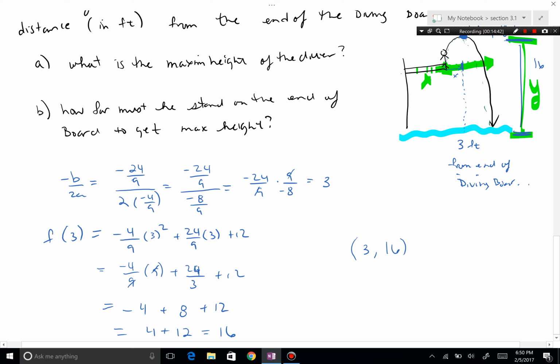So, question A, what is the maximum height of the diver? You better be able to tell me that it's 16 feet in the air, not 3 feet, because that's not his max height, that's his max distance he moved over. So context is very important. How far must he stand at the end of a diving board in order to get to the max height? Well, he must stand 3 feet. Done and done.